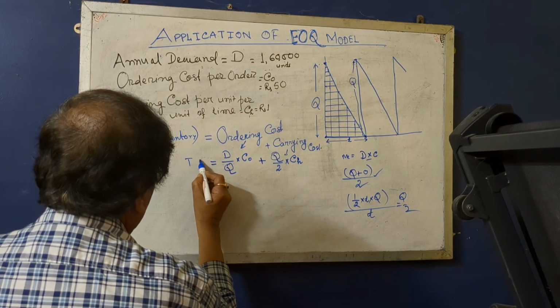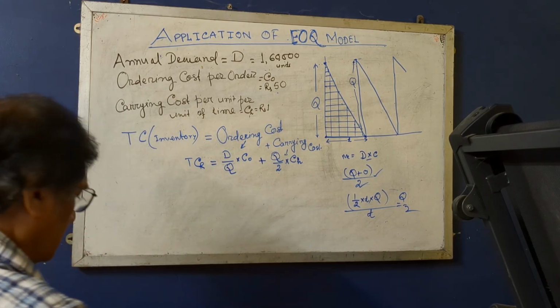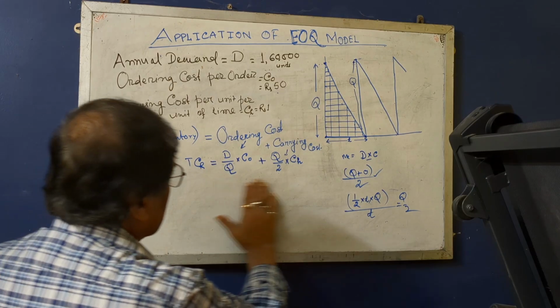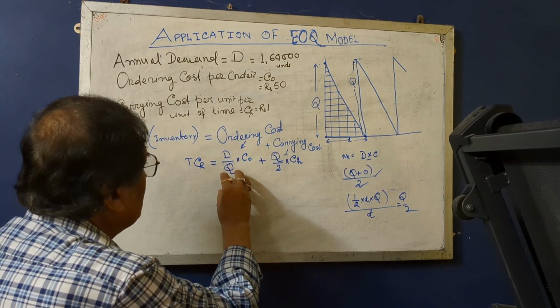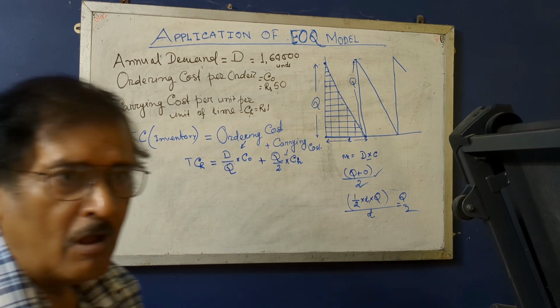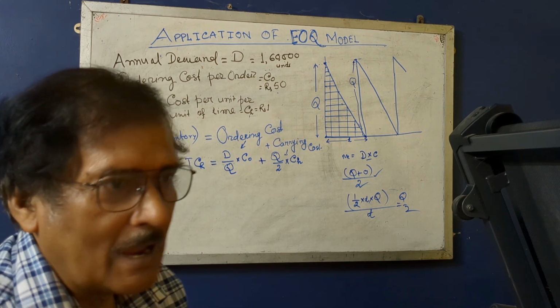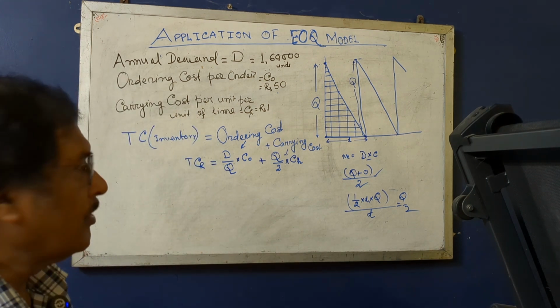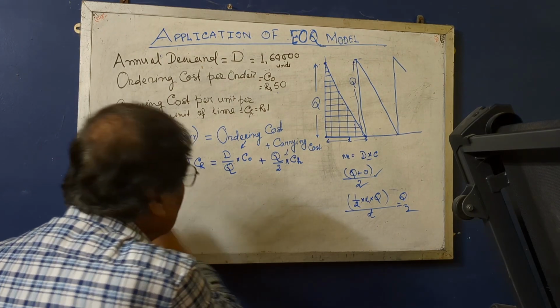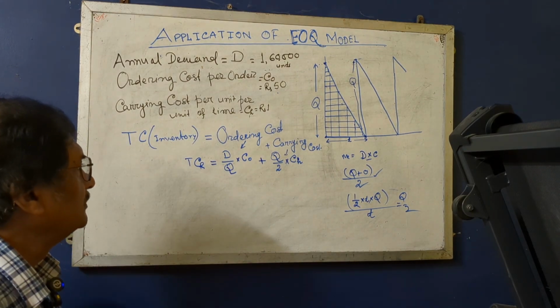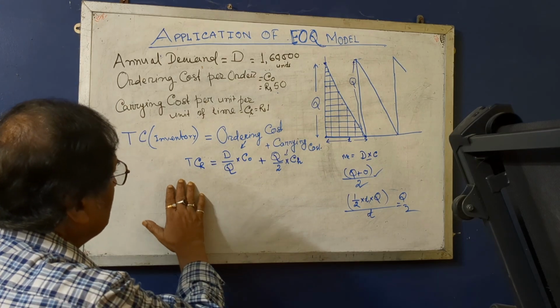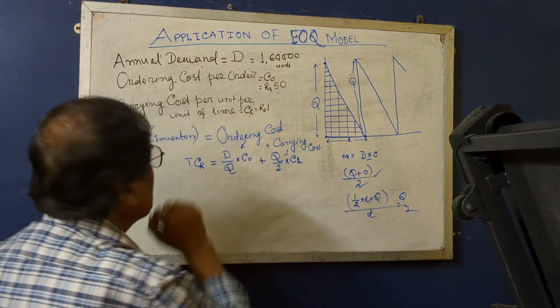So for the total cost, you can write R, the relevant cost, is this. Now you have to minimize this with respect to Q, meaning how much you will order at a time. That is the economic order quantity, so that the total cost will be minimum. This is the concept.